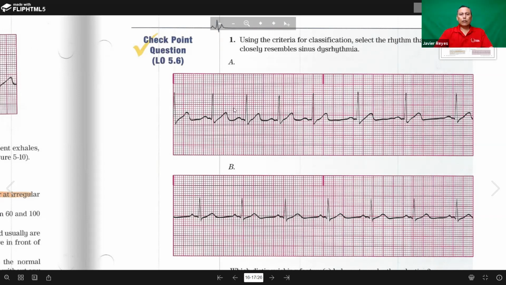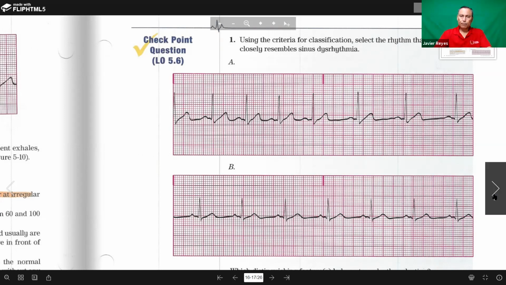Okay? Sinus dysrhythmia. So we have a P wave present before every QRS: P, QRS, P, QRS, P, QRS, and so on. The PR interval is normal, normal, normal. The QRS, normal, normal, normal. The only difference is that these are happening at irregular times. So sinus dysrhythmia, that is the only thing. Everything else should be the same.